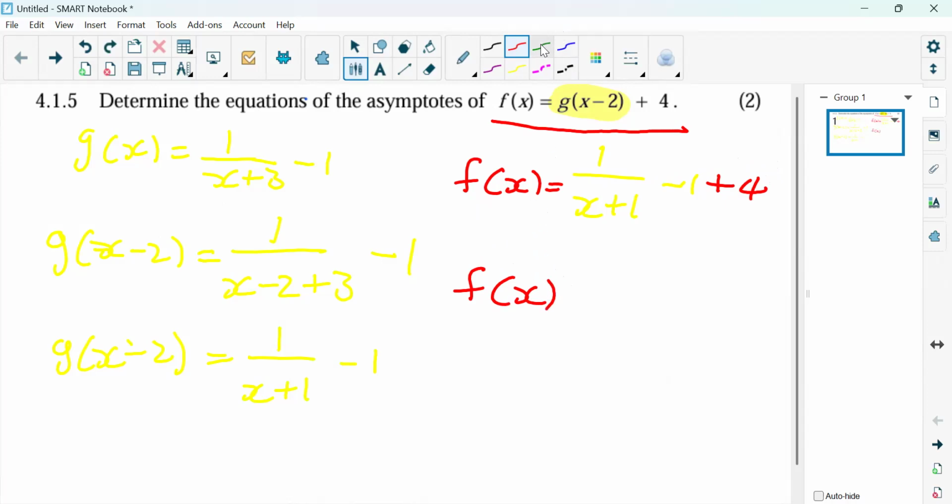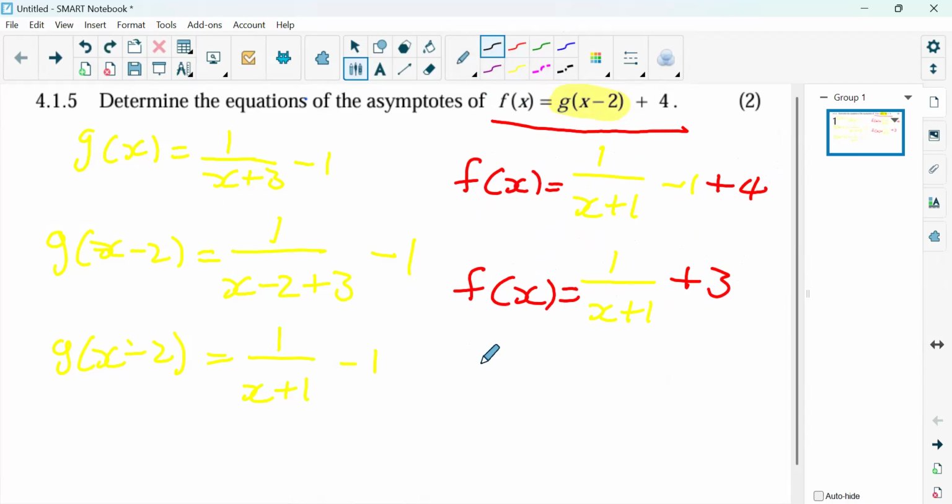Then we're going to have f of x is equal to 1 all over x plus 1, and then it's going to be plus 3. Okay, sure. Now from there onwards, we're going to tell them, okay, therefore what are going to be our asymptotes?